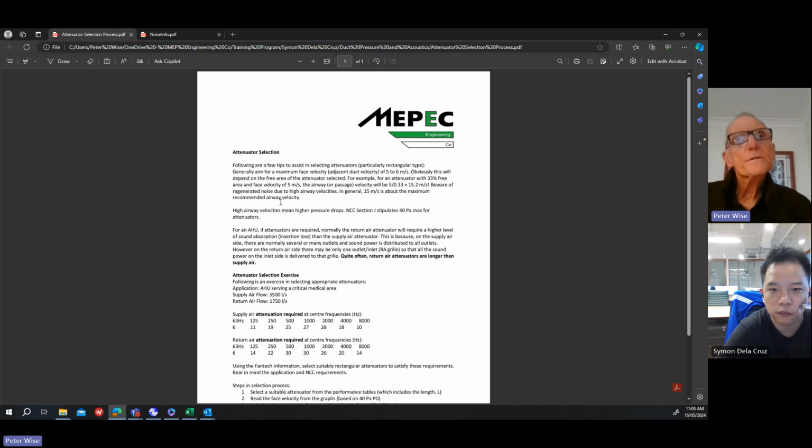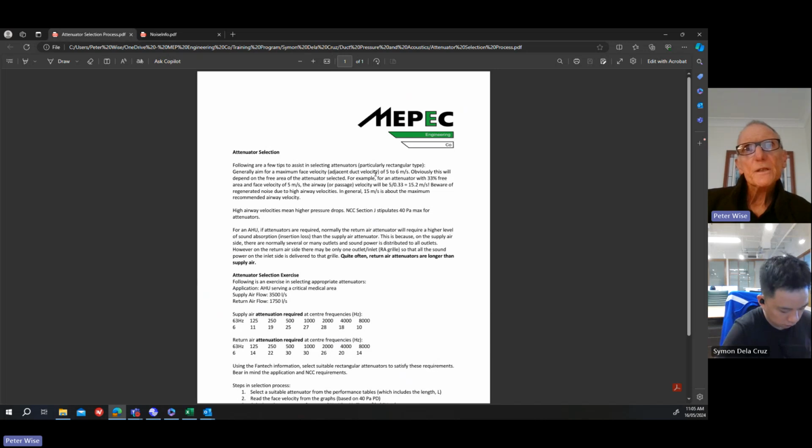So I'll just go to these notes. In the notes, I'm giving you a few tips to assist in selecting attenuators, particularly rectangular type. So I'm going to focus on those. We generally aim for a maximum face velocity. So that's the duct velocity where it's connecting to the attenuator of about 5 to 6 meters per second, because the attenuator has splitters in it and the velocity will increase as it goes through.